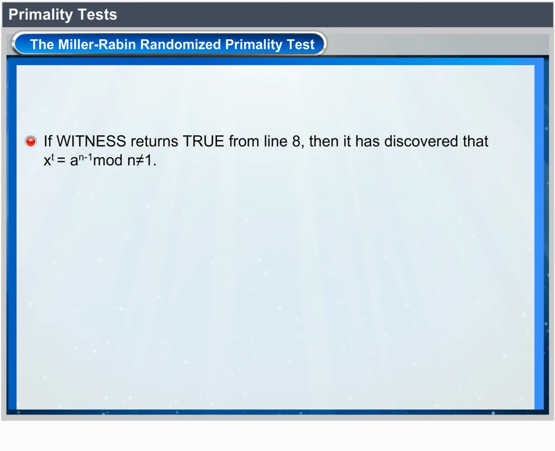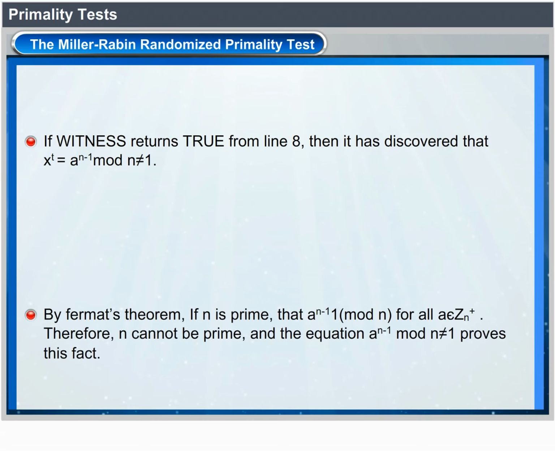By Fermat's theorem, if n is prime, then a^(n-1) is equivalent to 1 mod n for all a belonging to Zn+. Therefore, n cannot be prime, and the equation a^(n-1) mod n not equals 1 proves this fact.